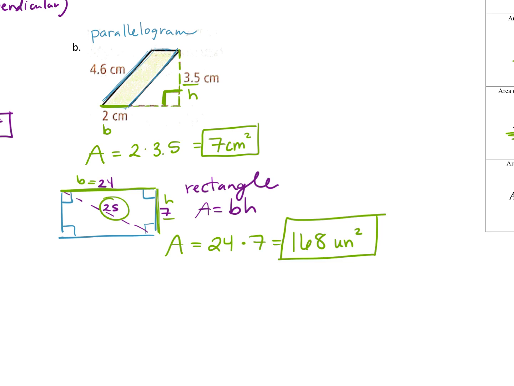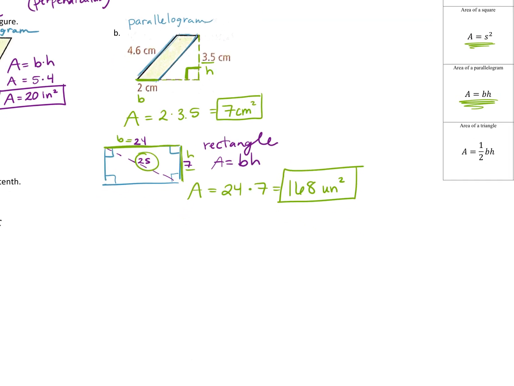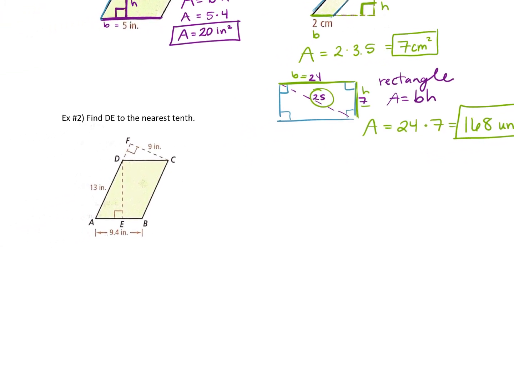So base times height, right? Base has to be a side of the figure. Height has to be straight, perpendicular to that. It would never be a diagonal line. It can be the diagonal line if that diagonal line is perpendicular to a base. Let's say you have this, this is your base, and perpendicular to it is your height.